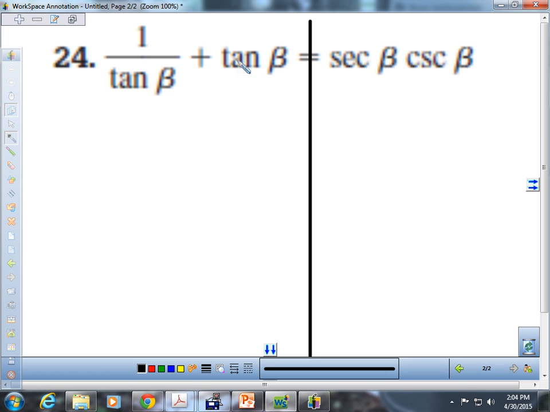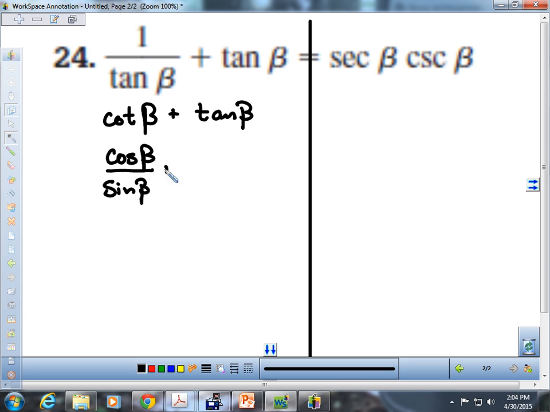Okay, so really the first thing you did then was you recognized that this is cotangent B plus tangent B. And then you said, all right, I did cosine beta over sine beta plus sine beta over cosine beta. Reasonable first move? Yeah, definitely. He's done nothing wrong. Parker, tell me something we could do next then.